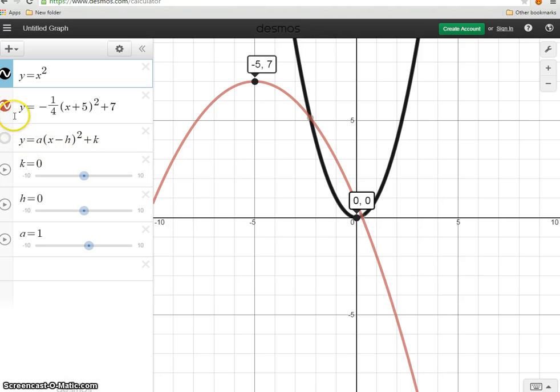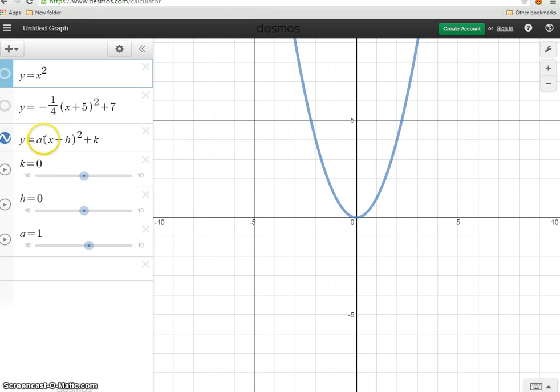Okay, so in general now, let's try to create some rules for what happens as we change any value in that equation. If we look at our general form, y equals a times the bracket x minus h all squared plus k, in your investigation you saw different values put in for a, different values put in for h, and different values put in for k, and you saw how that affected the graph. So let's see what happens as I change the values of h, k, and a.